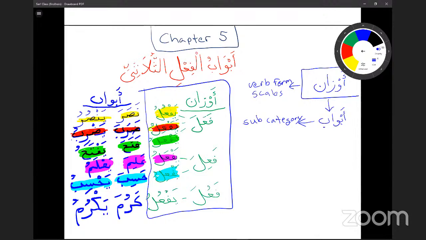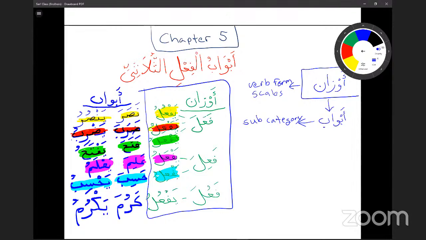These 6 abwab, dear students, have to be memorized. And if I say give me the wazn, you will say فعل يفعل. If I say give me the bab, you will say نصر ينصر. Just like this, inshallah ta'ala. طيب, I'll give it just a minute for everyone to finish writing this. If not, you can finish writing it after.